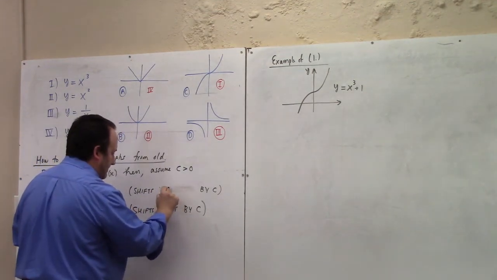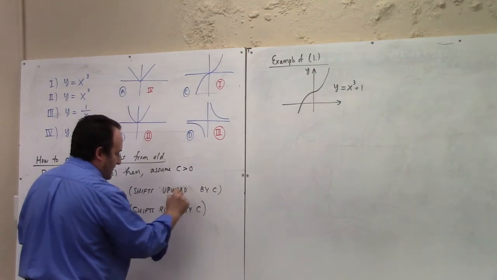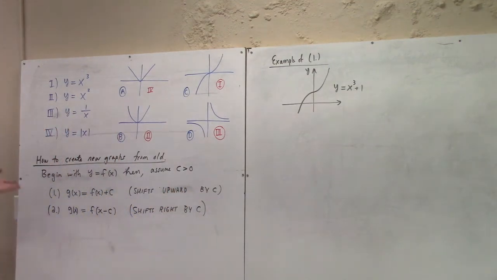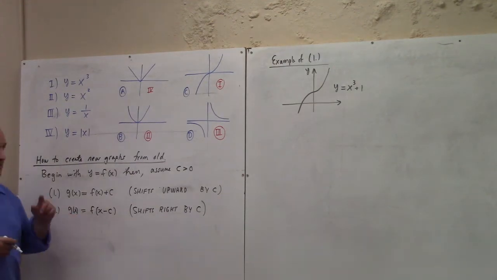Sorry, guys. I have trouble making choices sometimes. It shifts upward by c. It shifts right by c. Right? If c was negative, instead of upward, it would be downward. Instead of right, it would be left. Well, isn't it negative in 2? No, c is positive. So let me give you an example of that.